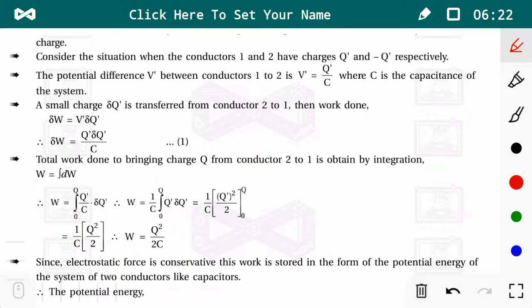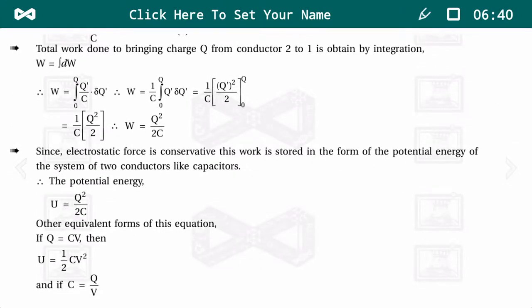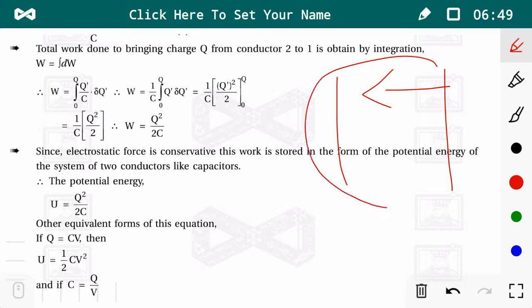Now this work, electrostatic force is conservative. This work is stored in the form of potential energy of the system of two conductors. So here, the work that had to be done to carry charge from one plate to the other is stored as potential energy in the capacitor made of these two plates.